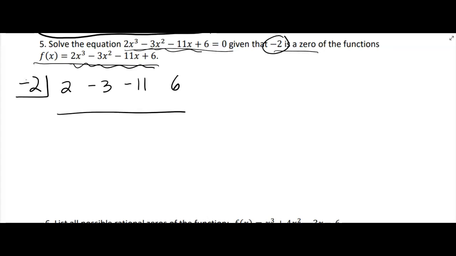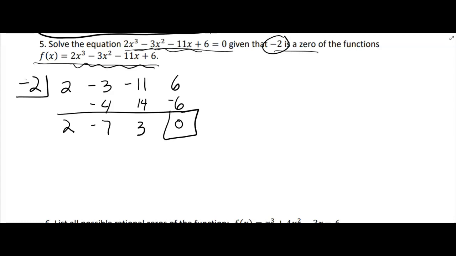Make sure it's all in order and your signs are right and there's no missing terms. Okay, it's all good. So the first number comes down. 2 times -2 is -4. -3 and -4 is -7. -7 times -2 is 14. -11 plus 14 is 3. And 3 times -2 is -6. 6 and -6 is 0.